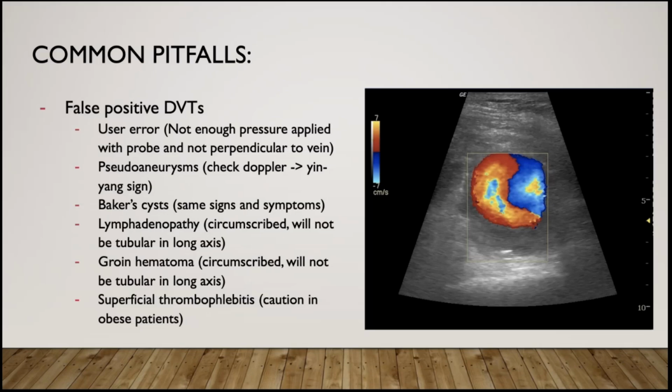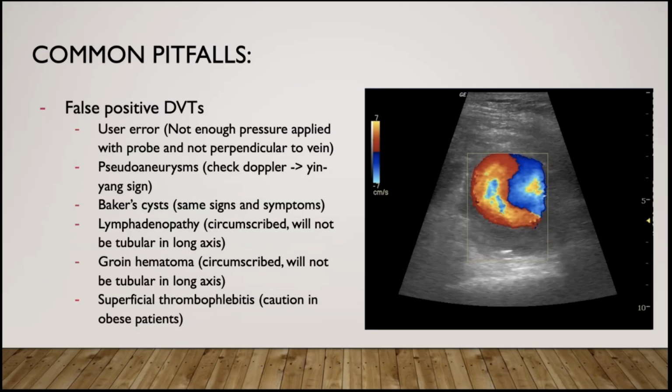Some other things, Baker's cysts and lymph nodes, of course, can cloud the picture with similar presentation, similar signs and symptoms of a swollen, painful extremity. But one of the ways you can counteract that is by using the long axis. Something like a lymph node will more likely be just circumscribed, whereas a clot in a vein keeps its shape when you're going lengthwise. So you'll see that tubular shape in the long axis, and that's a good way to differentiate it. Same thing with hematomas or other blood collections. They shouldn't follow that tubular shape like a clot inside the vessel does.